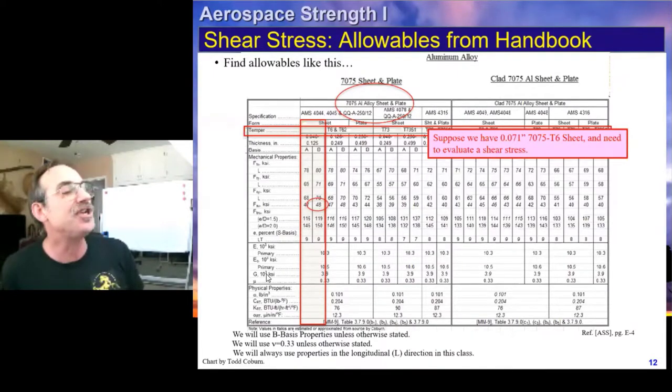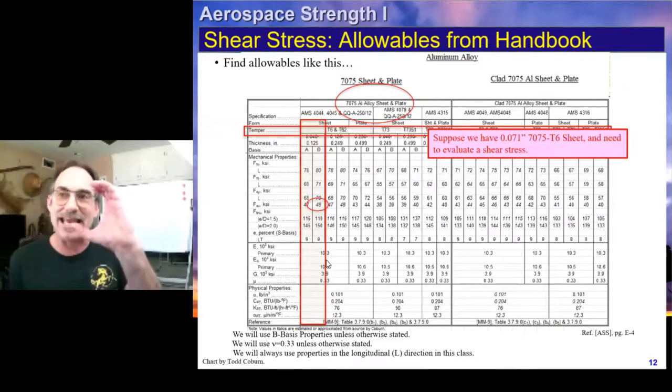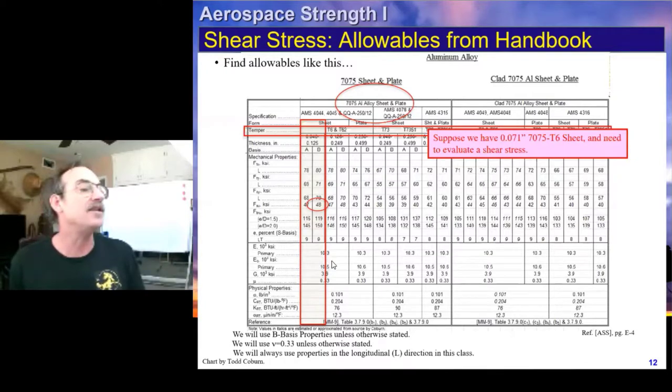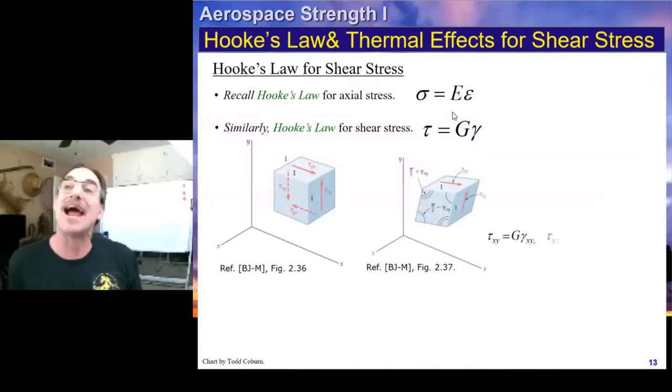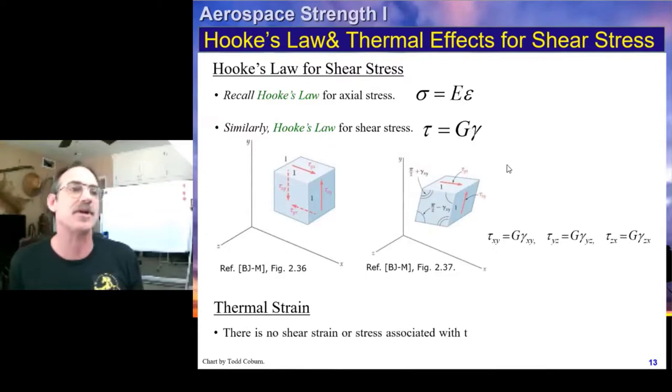And look, here's your G down here. You see your G 3.9. So a 10.3 MSI E corresponds with a 3.9 MSI, which means million PSI, G. Got it? Okay, great. We talked about this. This is Hooke's law for axial load. This is Hooke's law for shear: axial stresses, shear stresses. Got it? Piece of cake.